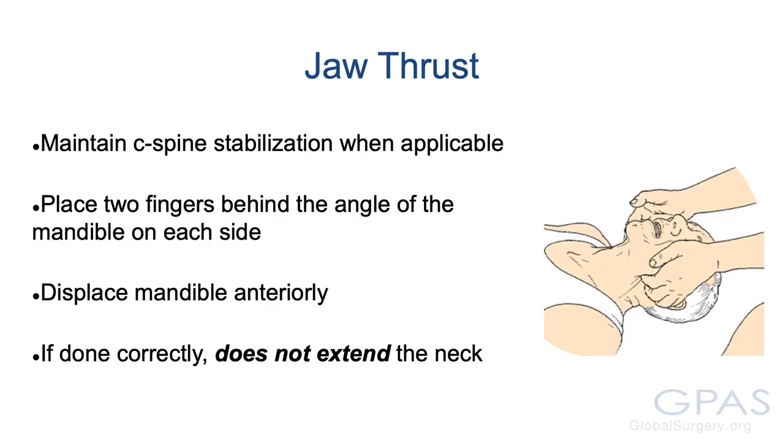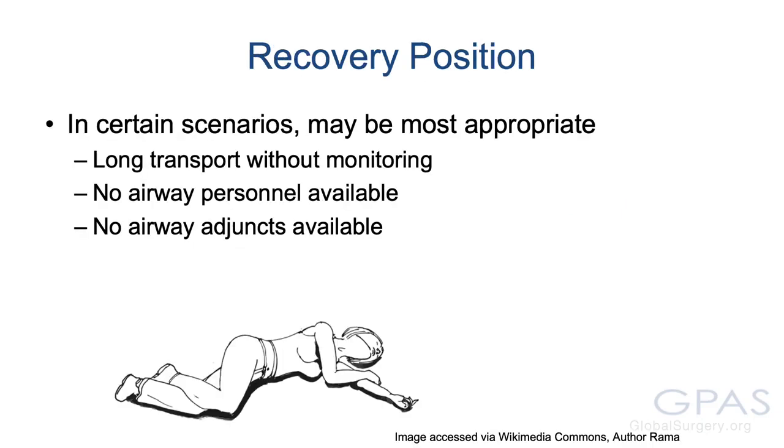The jaw thrust is the other maneuver. Placement of two fingers behind the angle of the mandible on each side and displacing the mandible anteriorly will allow displacement of the tongue off the oropharyngeal bed. If done correctly, it does not extend the neck. It is important to use this procedure in patients with suspected C-spine injury to allow maintenance of cervical spine stabilization.